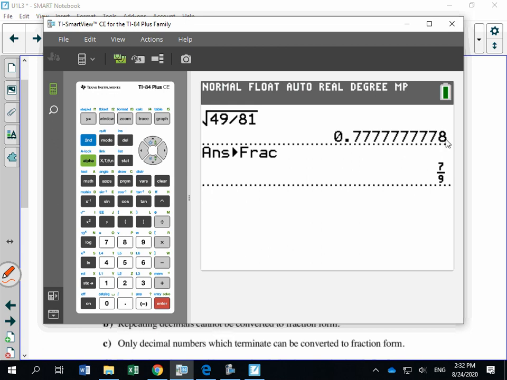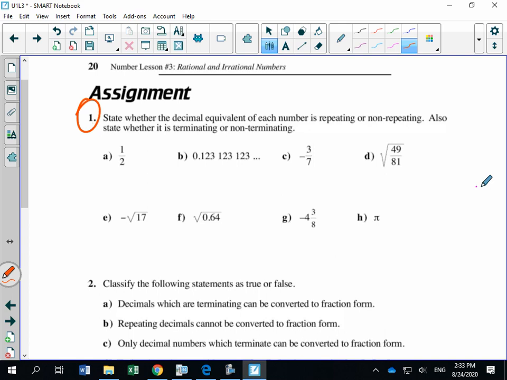But this is essentially 0.7 repeating, which is equal to, what did we say that was? 7 over 9. So this guy is rational, and the reason is its decimal repeats. That's the reason.